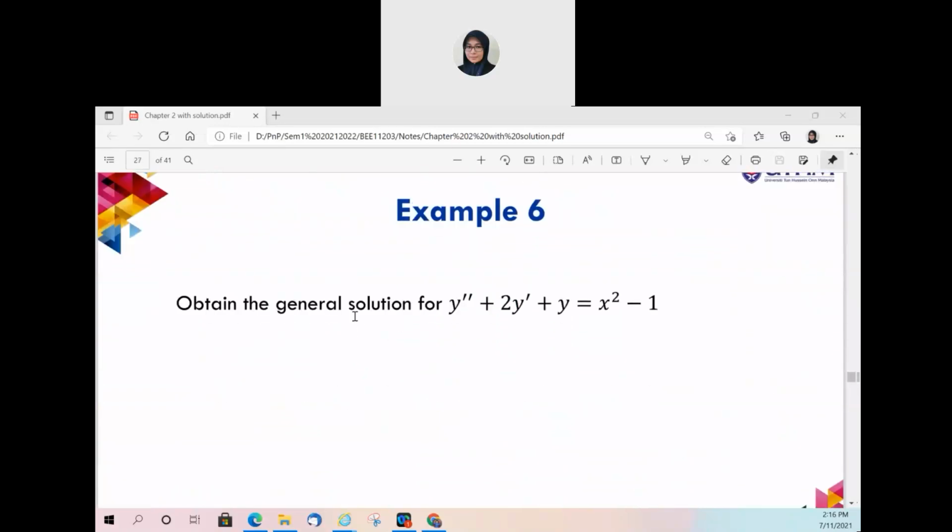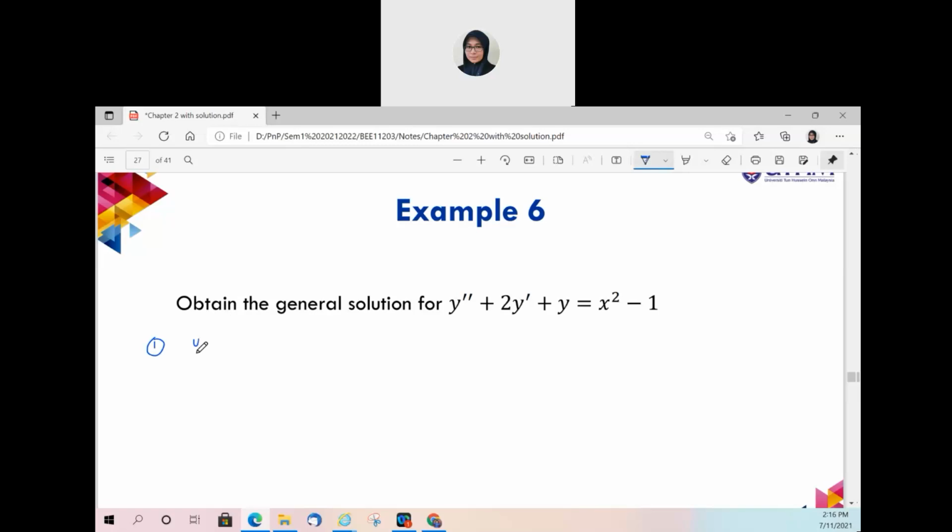We continue with this example, example 6. You have to obtain the general solution for y double prime plus 2y prime plus y equals x squared minus 1. So remember the first step is you have to find yc.